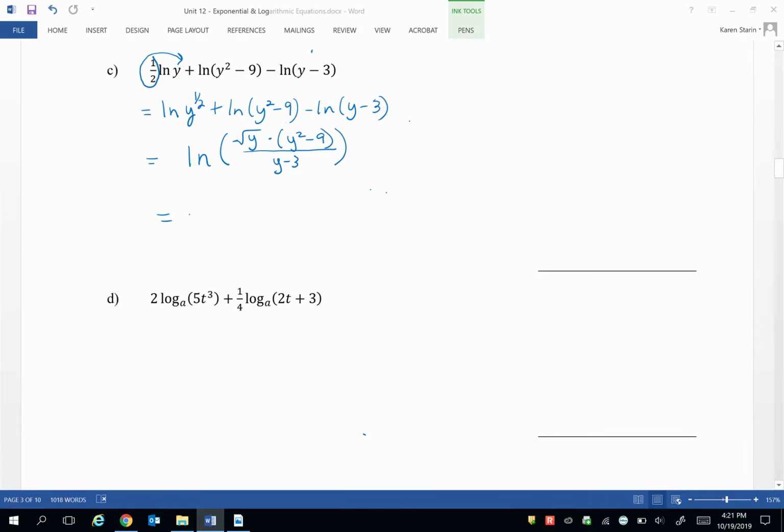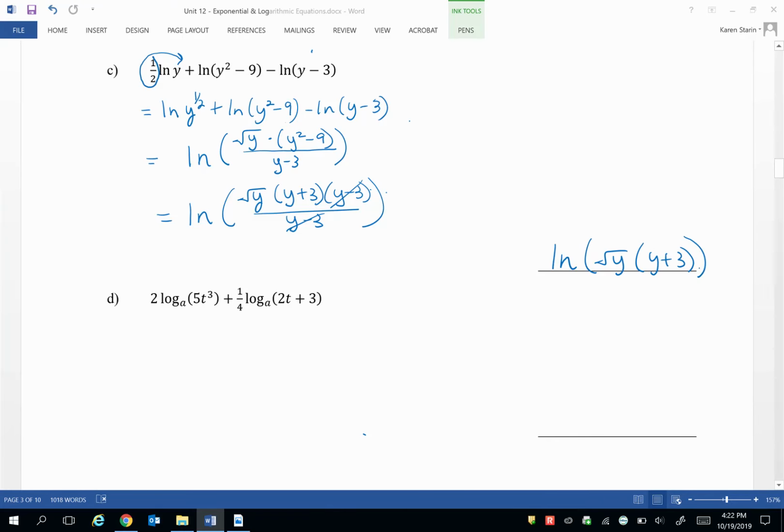Let's see if we can simplify this. And I believe we can. So there's nothing really to do with the square root of y. But we have a difference of squares here, so we can write that as y plus 3 times y minus 3. The denominator was simply y minus 3, so we have a quotient of 1 right here. So our final answer will be ln of the square root of y times y plus 3.